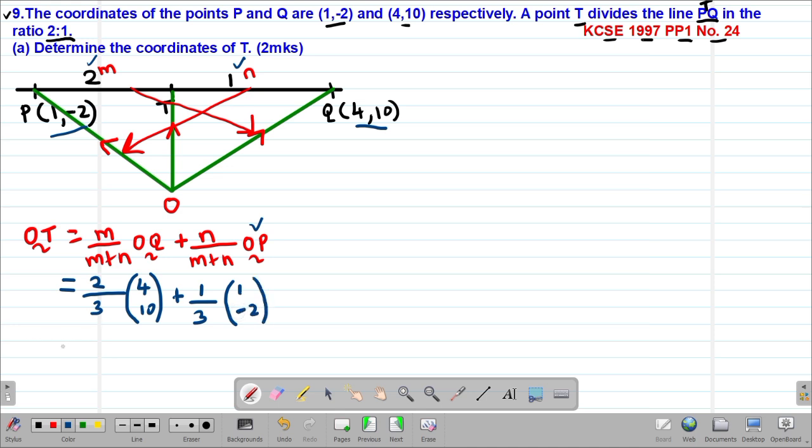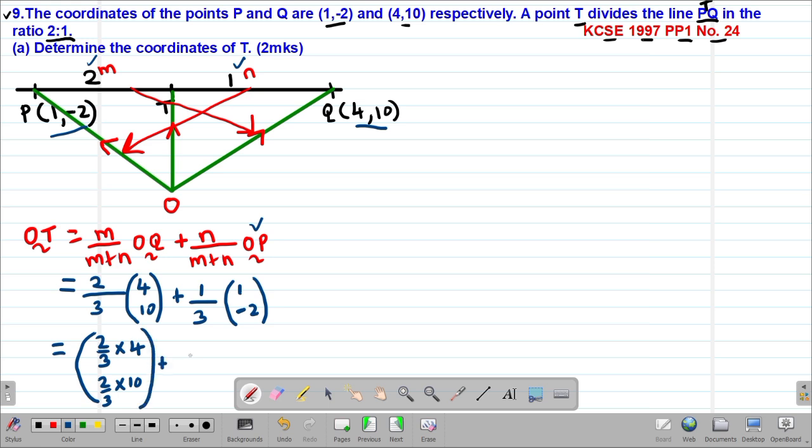Now from this point, I'm going to open the brackets. So I'm going to get the following. 2/3 is supposed to multiply each and every element within the bracket. So I'll multiply with 4. Then I also have 2 over 3 multiplying the second element, which of course is a positive 10. So this will be the first bracket.